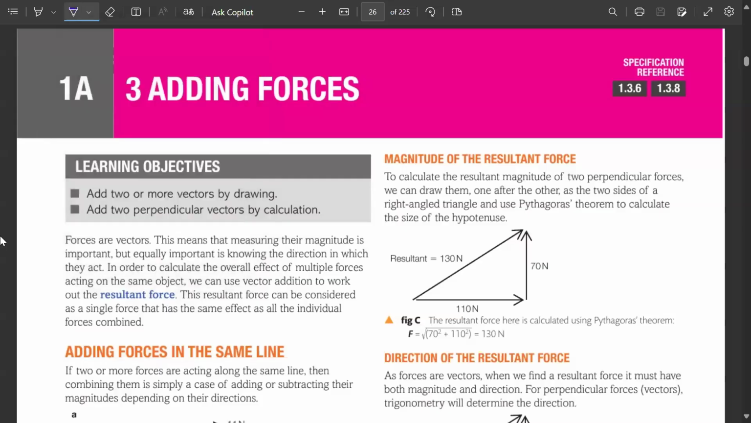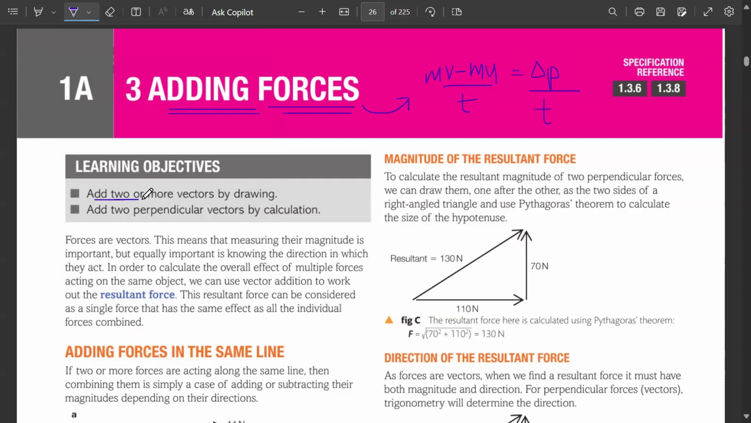All right, so let's continue off where we left regarding adding forces. Okay, so what do we call a force? It's the rate of change of momentum, because we can define it as mv minus mu over t, and mv minus mu is the change in momentum divided by time, which becomes the rate of change of momentum.